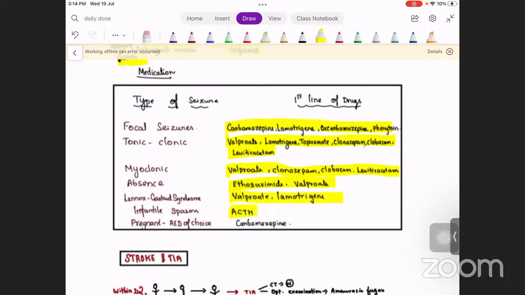Infantile spasm: ACTH. What do we call it? West syndrome, or infantile spasm, is so called West syndrome. The drug of choice for West syndrome is ACTH. The pregnancy anti-epileptic of choice is carbamazepine. For focal seizure also we use carbamazepine. Remember that focal seizure also we use carbamazepine, and in pregnancy we can use carbamazepine.